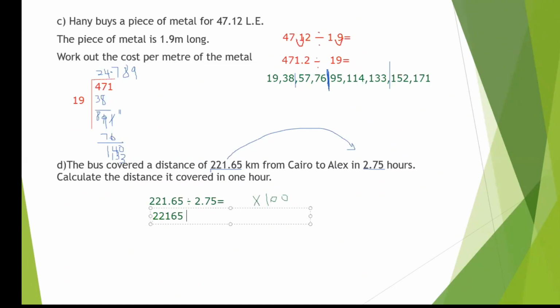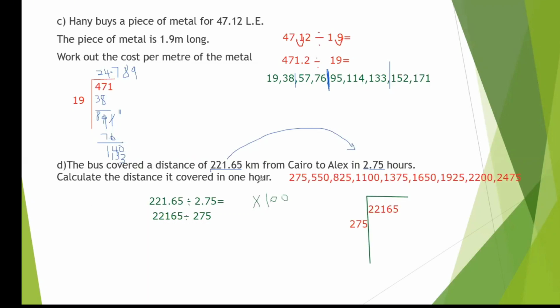It will be 22,165 divided by 275. We write the multiples of 275. Then start multiplying the dividend by the divisor. 2 is smaller than 275. 22 is also smaller. 221 is also smaller. So I will regroup 2216. It's here. Let's count how many multiples before 2216. 1, 2, 3, 4, 5, 6, 7, and 8 multiples.